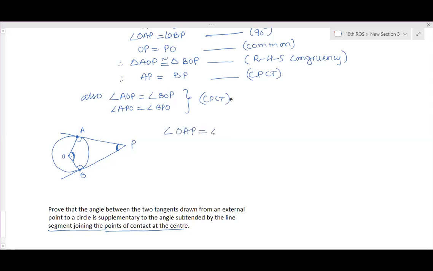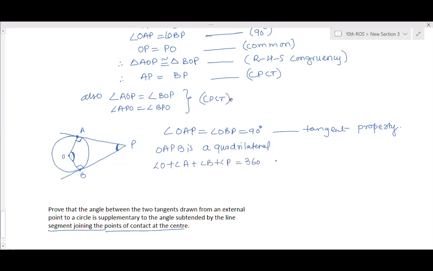Angle OAP is equal to angle OBP, that is equal to 90, by the tangent property. Write down that question, draw a diagram and prove. OAPB is a quadrilateral. So angle O plus angle A plus angle B plus angle P is equal to 360, by the angle sum property. Since A and B are 90 degrees, the remaining O and P are supplementary. So angle O plus angle P is equal to 360 minus 180, which is equal to 180.